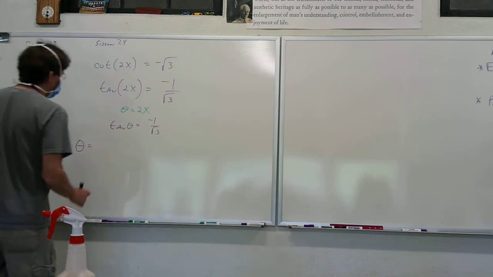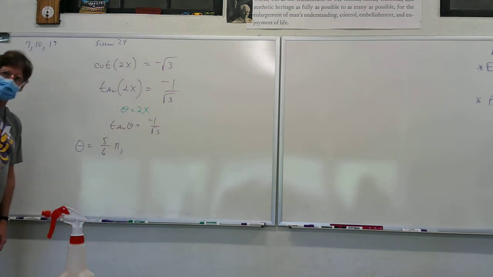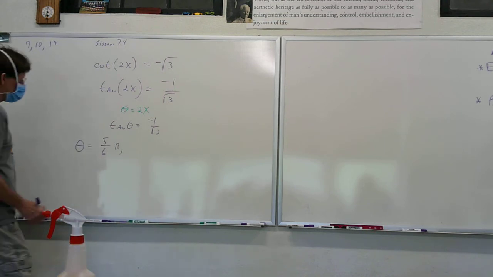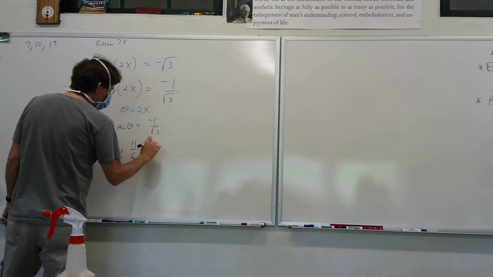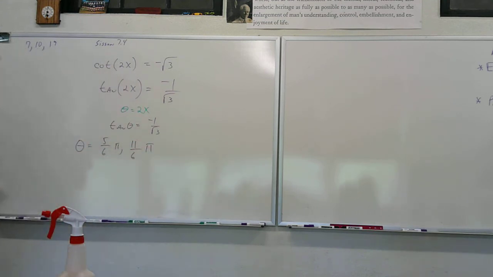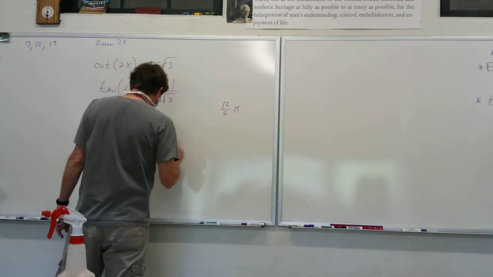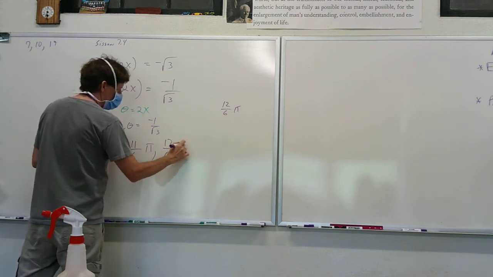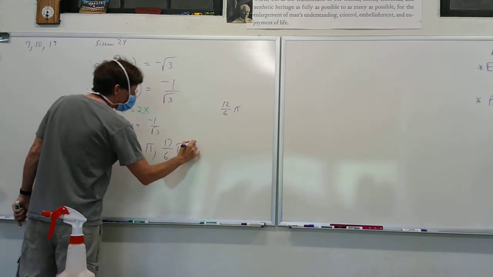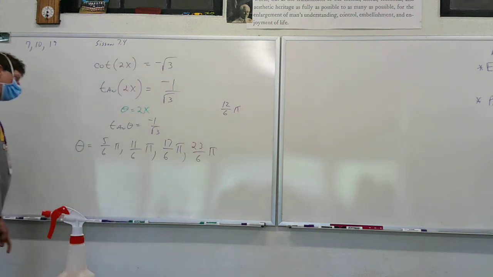5 6 pi is one. What's the other one? If you go around the circle, 5/6 pi, 11/6 pi. But what does that 2 tell me? I can't go around the circle just once. I got to go around the circle twice. So it's going to be 12/6 pi. So I add 12/6 to that, I get 17/6. I add 12/6 to that, I get 23/6. But that's what theta equals.